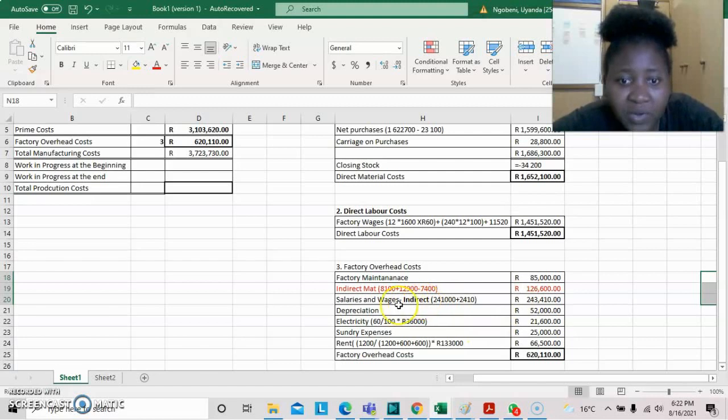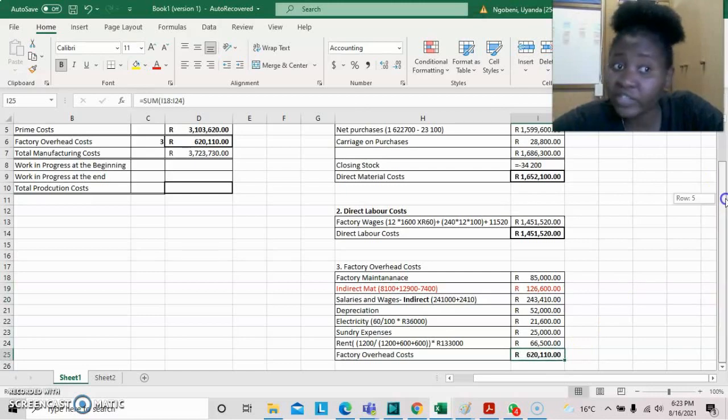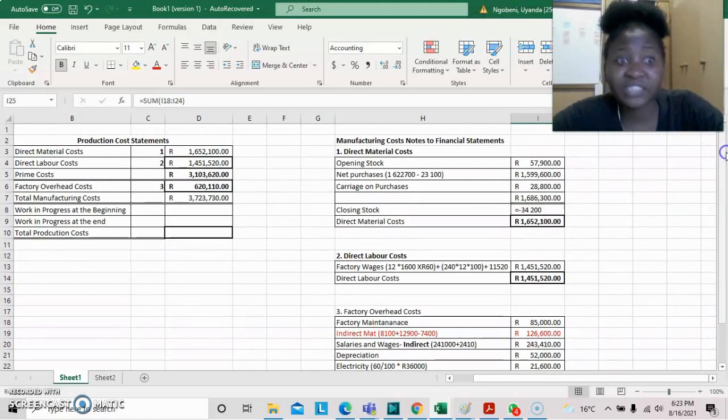I also corrected the error that we had here for salaries and wages. If you still remember, we put 2,700 instead of the 2,410 that was there on the figure. So it gives us 243,410. Add everything together, you get 620,110. So now we have all the information that we need for the production cost statement, which means that everything should be easy for us, right?